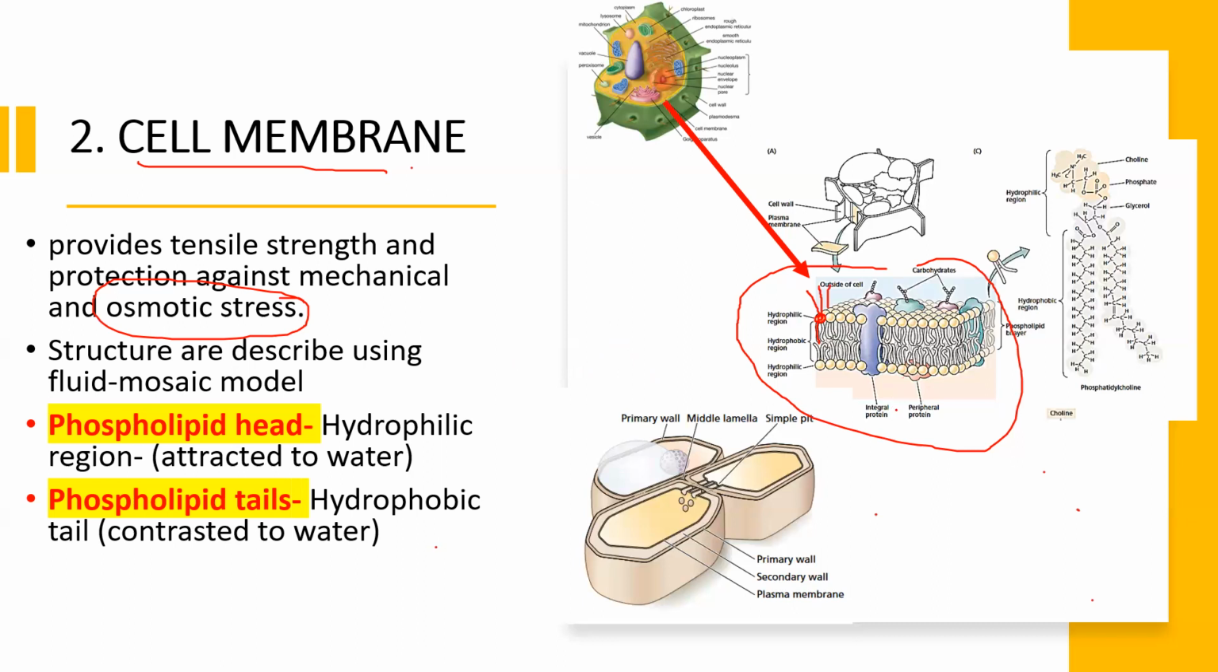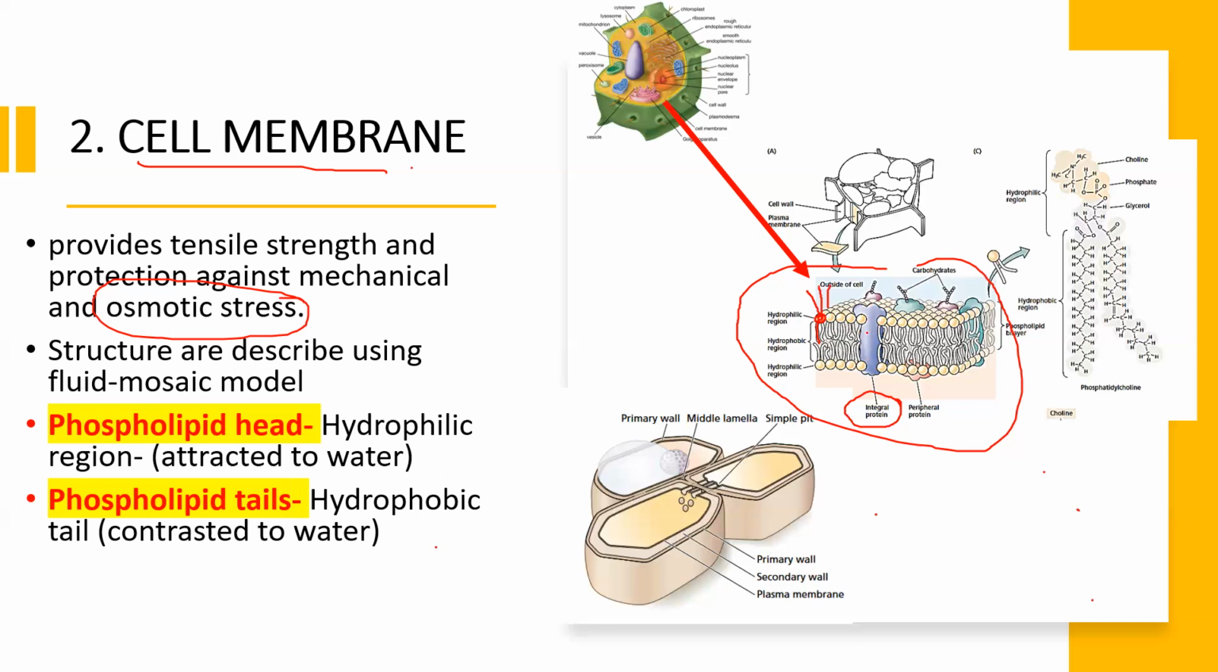So nakikita natin, meron pa tayo ditong integral protein. So anong ibig sabihin ng integral protein? Yung nakikita yung blue. So the integral protein is embedded in the lipid bilayer. Okay? So they are embedded or kaya siya ay nakakapit or nakasingit doon sa hydrophilic regions. Okay? They are embedded in the lipid bilayer.